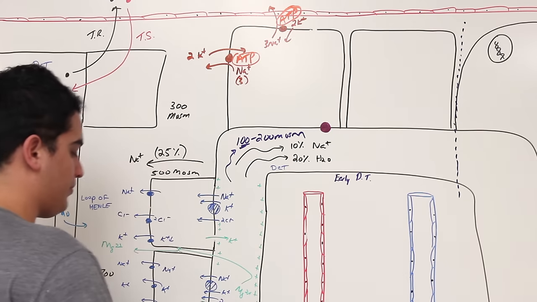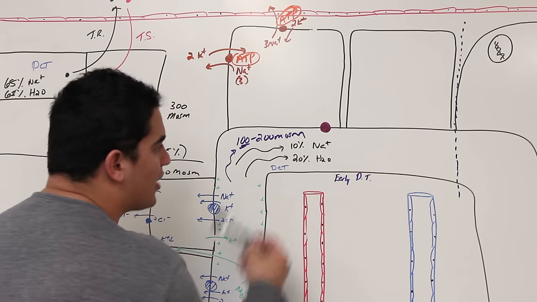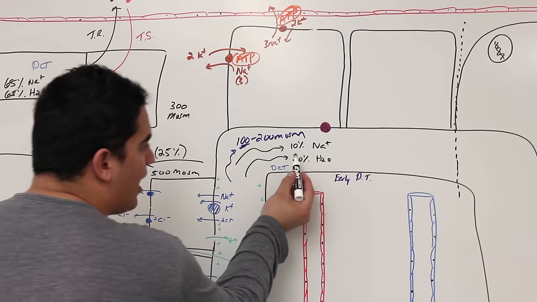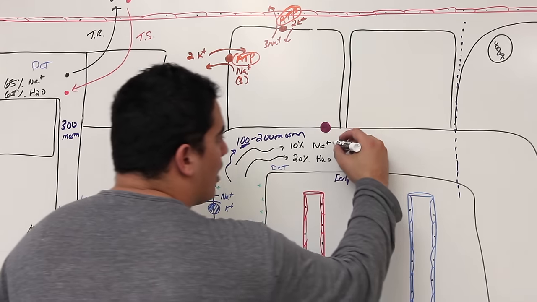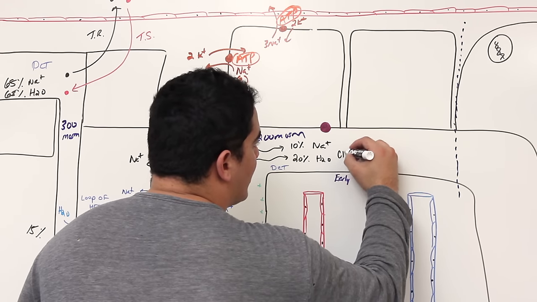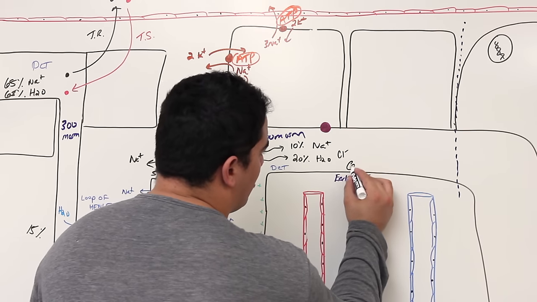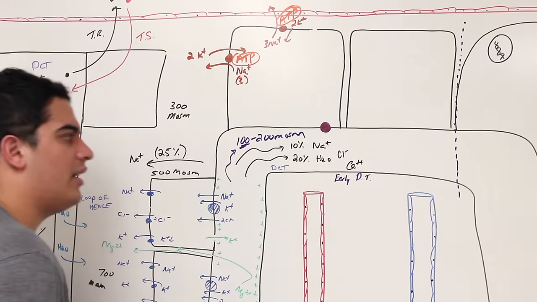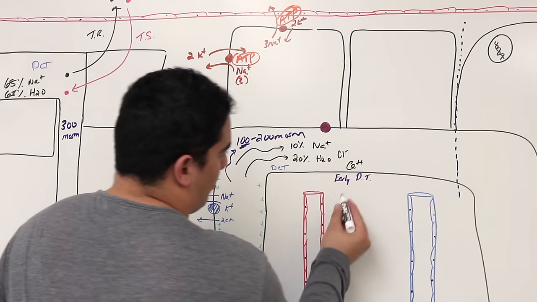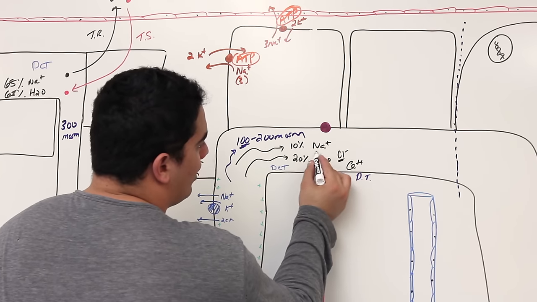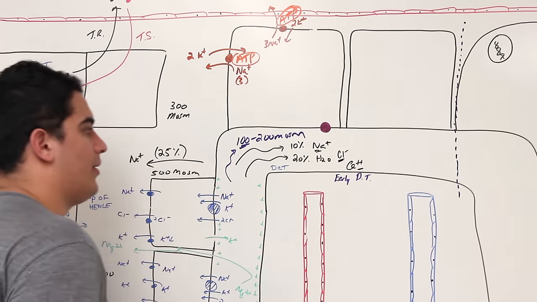But here's what's really cool. You know what other ions are going to be present here too? We said there's about 10% of the sodium left. You know what else is a little bit left here? Chloride ions. So there's even going to be some chloride ions. There's even going to be other ions here too. There's going to be calcium that we're going to talk about in a second. So there can be other different ions, but for right now we're going to talk about chloride and sodium, and we'll talk about calcium in a second.